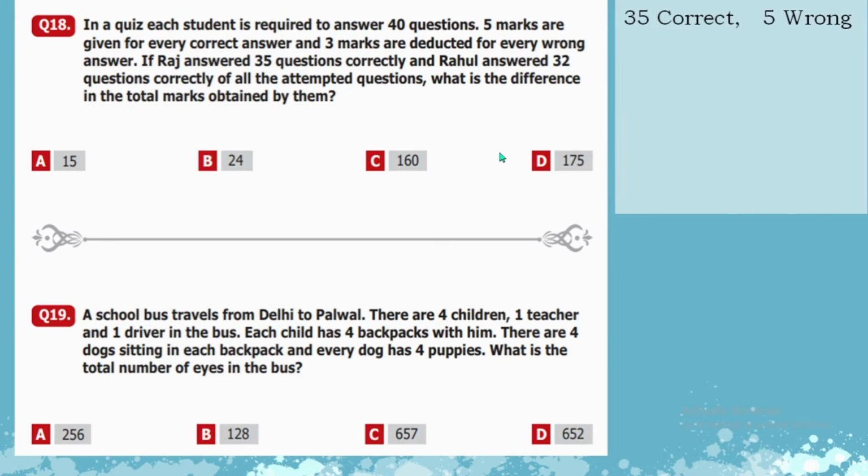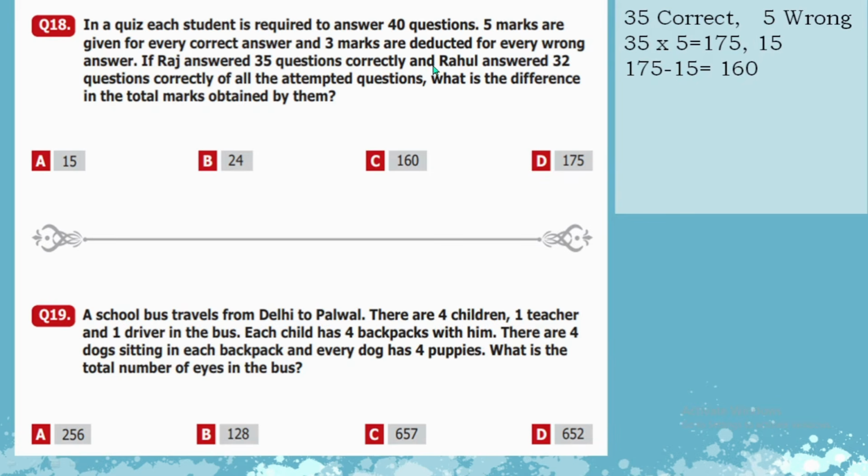So here total is 40. So if we talk about Raj, he did 35 questions correctly and 5 questions wrong. For correct answers, he got 5 marks each, so 35 fives are 175. And for wrong answers, he got 15 marks deducted. So 175 minus 15 is equal to 160. So he got 160 marks in total.